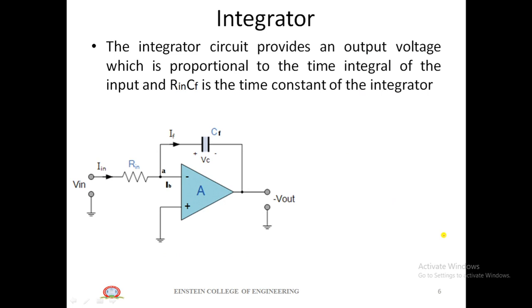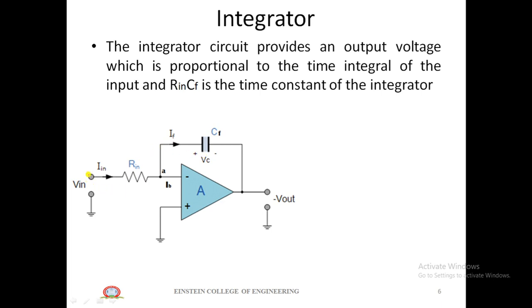Next, we are going to see the integrator. The integrator is an operational amplifier circuit which performs integration of the input signal. That is the integrator circuit which provides the output voltage proportional to the time integral of the input, and there will be a time constant R_in C_f. So this is the circuit diagram of the integrator. Here see the resistance and capacitance are just interchanged from the differentiator circuit.